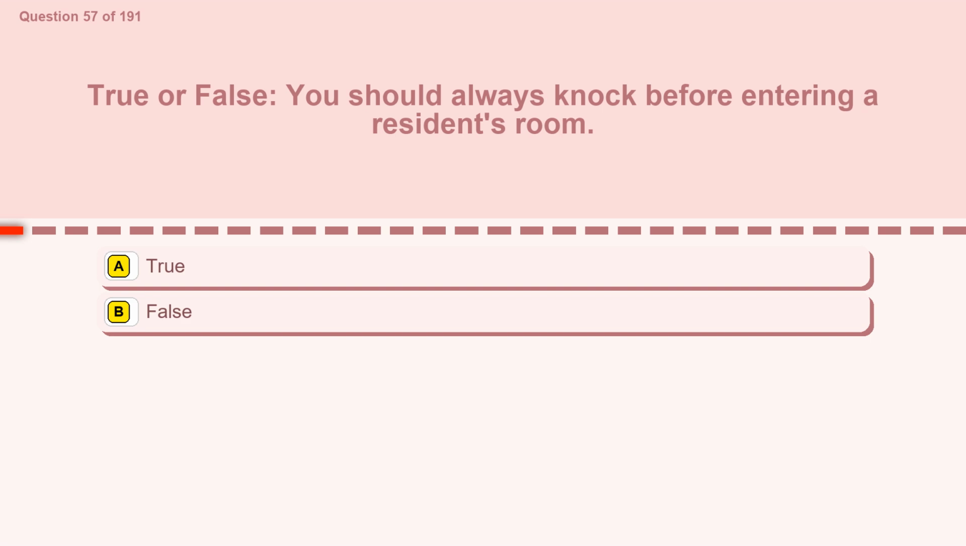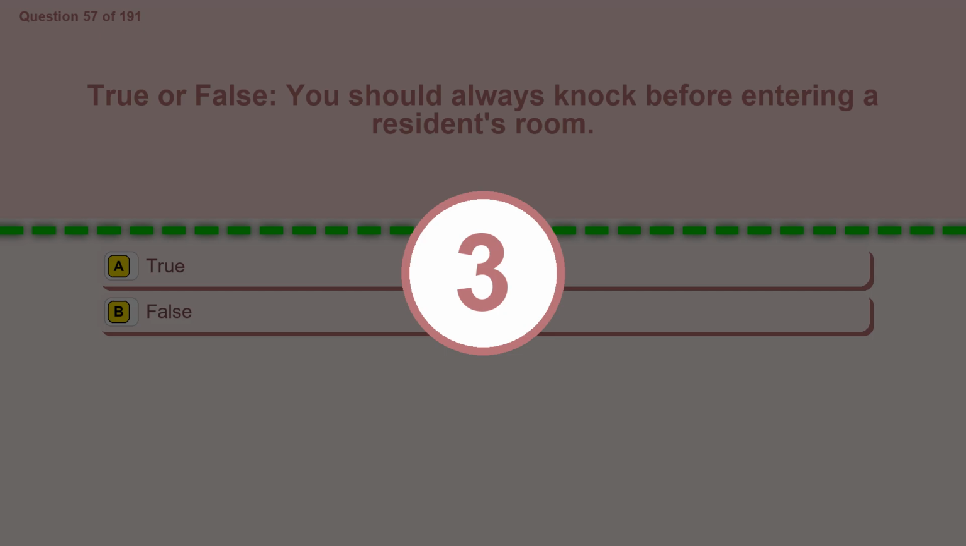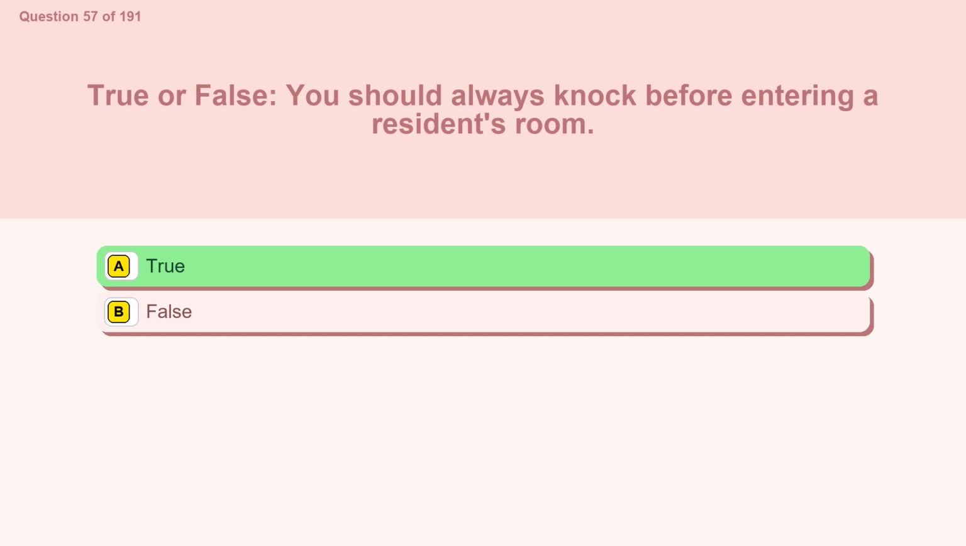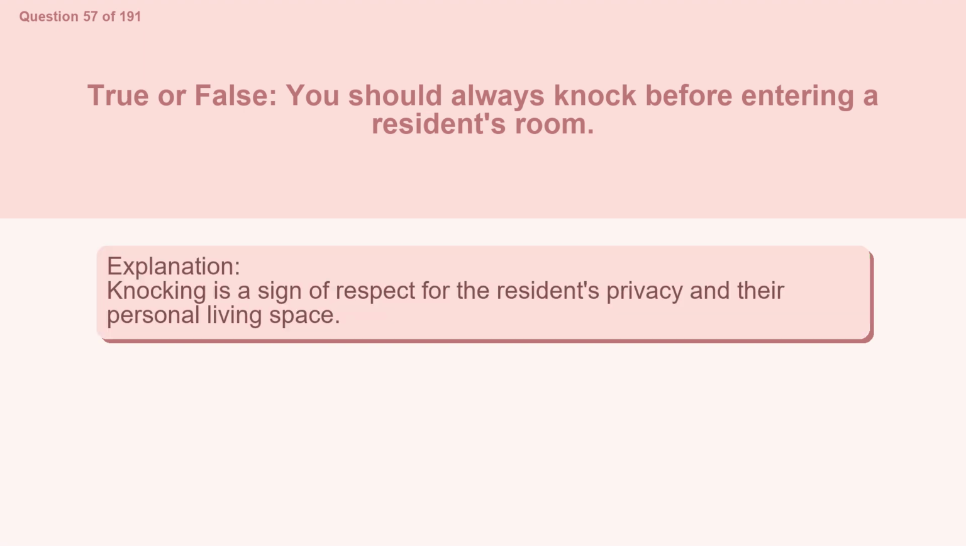Question 57. True or false, you should always knock before entering a resident's room? Option A, true. Option B, false. The correct answer is option A, true. Knocking is a sign of respect for the resident's privacy and their personal living space.